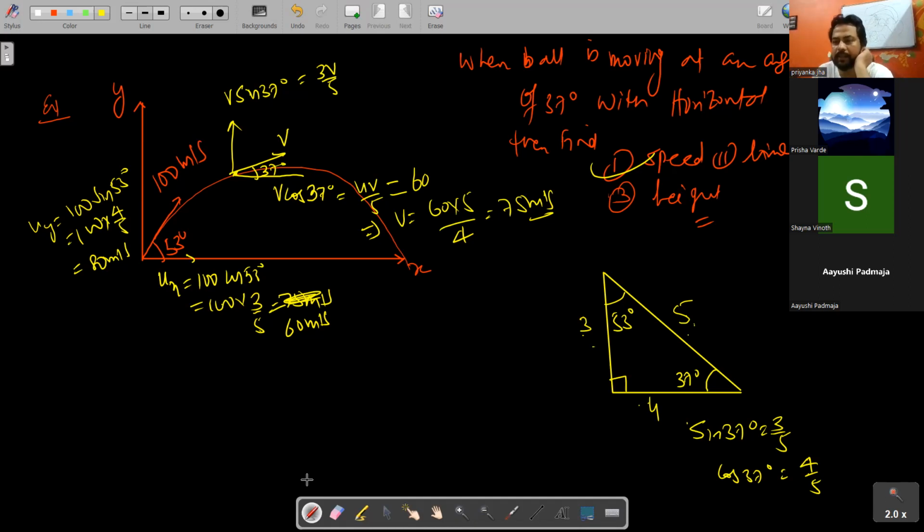Sir, I have a doubt. In the answer, why are we writing 75 meter per second but not 60 meter per second? Ma'am, 60 meter per second was the velocity along x-axis when it is making a 53-degree angle with horizontal. But we have to find the speed when it is making 37 degrees with the horizontal. Understood? Yes, sir. Okay.